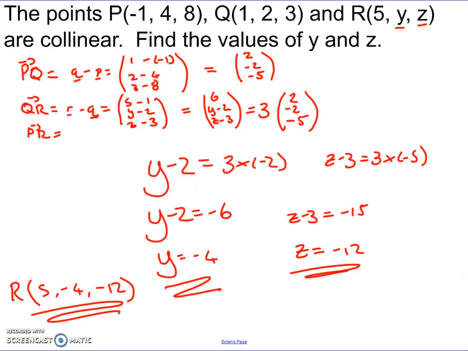So what I've done is I've used the fact that they're collinear, and then I've figured it out by calculating the vectors, setting them equal to each other and looking at the fact that they're scalar multiples of one another, and then worked it through from there.